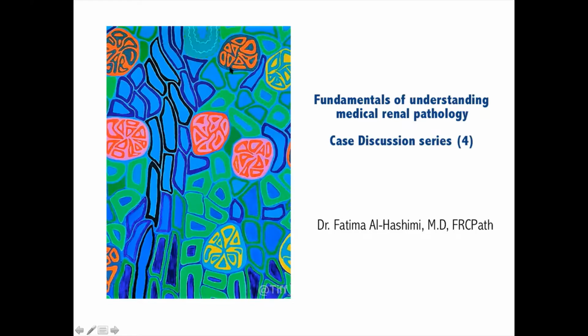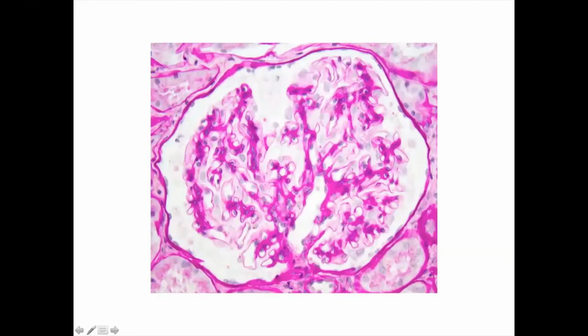All right. Okay. So let's start today. We have enough people. We wash our eyes by looking at a normal glomerulus. This is the glomerulus that we see every week. This is, as you know by now, PAS stain.